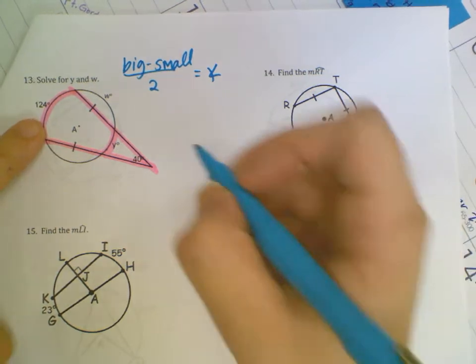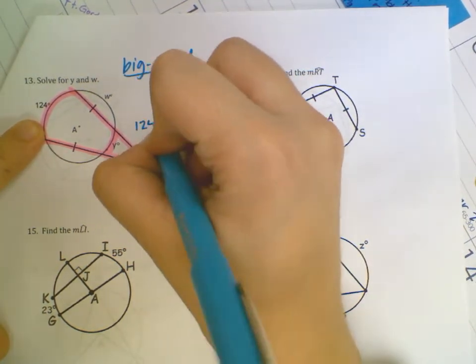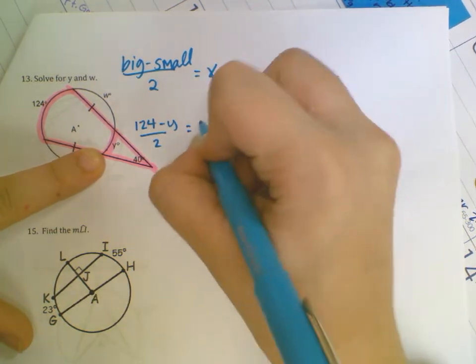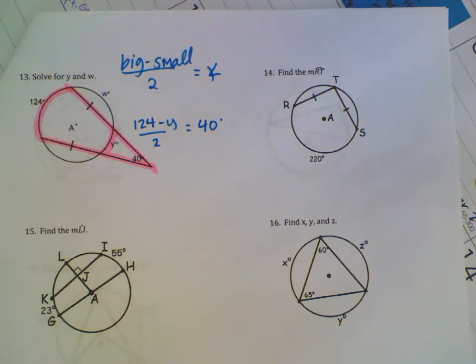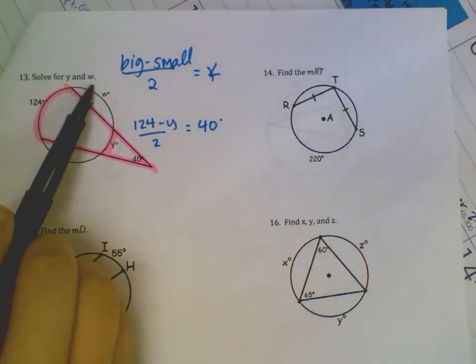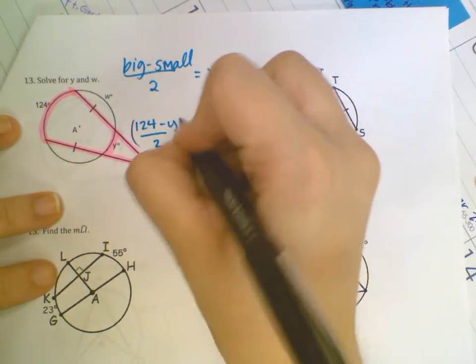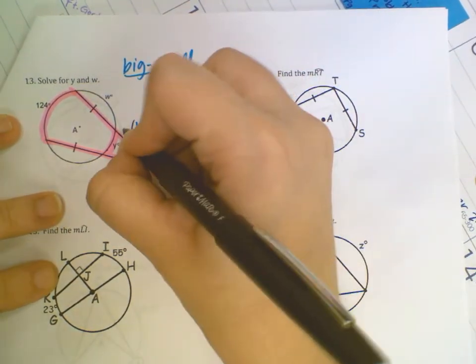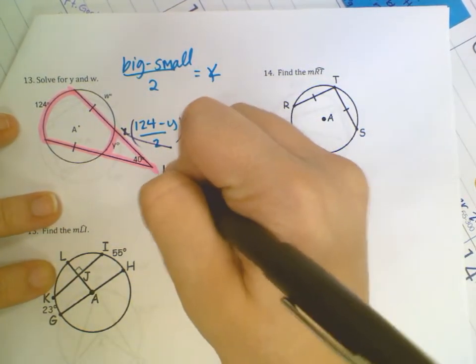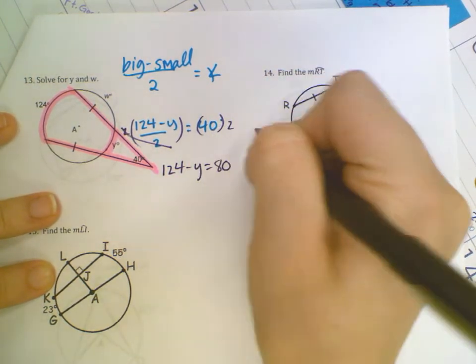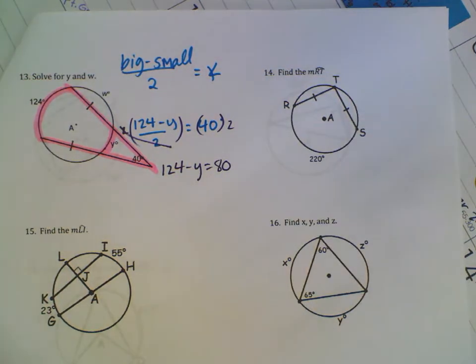So here I've got my big arc being 124 minus the small arc, which is y, divide that by 2, and that's equal to the angle they gave me, which is 40. In order to solve this problem, by the way, I'm starting with y. I'll do w in a second. So I need to multiply both sides by 2 so that I can cancel out that 2 in the denominator of my fraction. So I get 124 minus y equals 80, 40 times 2. Make sure you're remembering to do it to both sides.